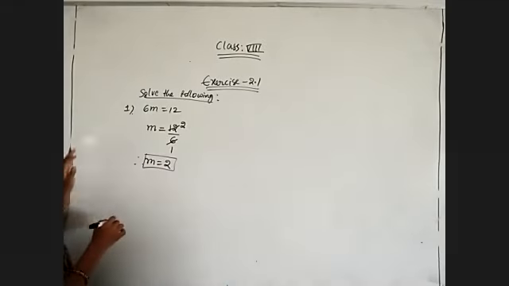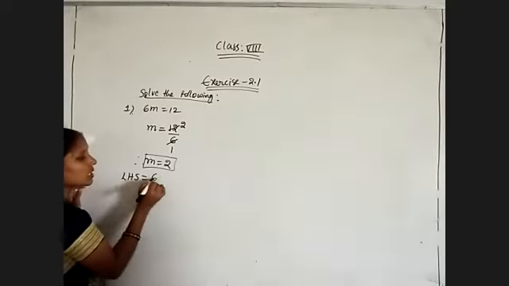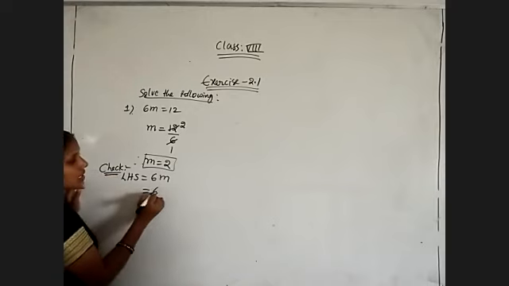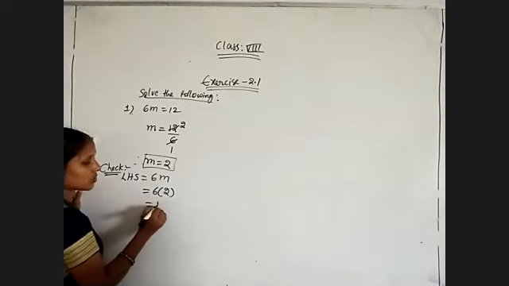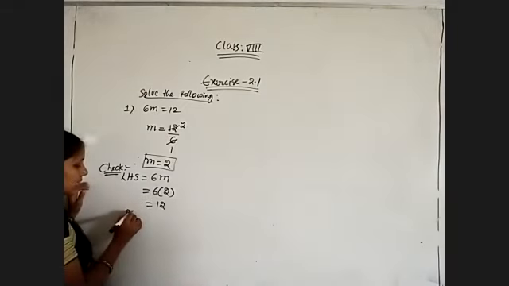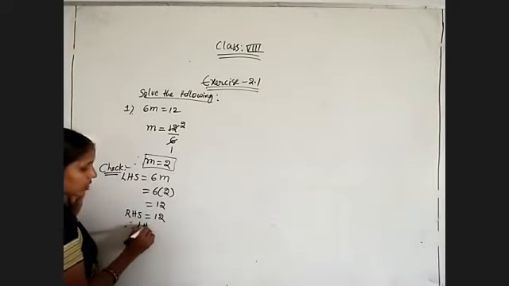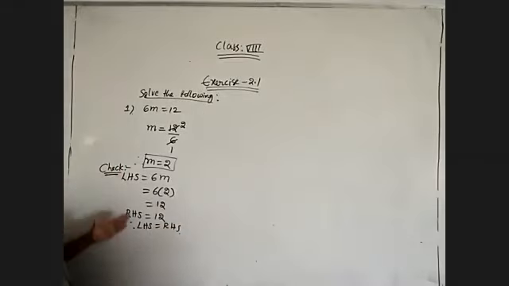Now check whether it is correct or not. So what is the LHS of the equation? 6m. So we are checking 6 into the m value we got, 2. So 6 into 2, 6 twos are 12. And what is the RHS value? 12 only. Therefore LHS is equal to RHS. So whatever I have told you is correct.